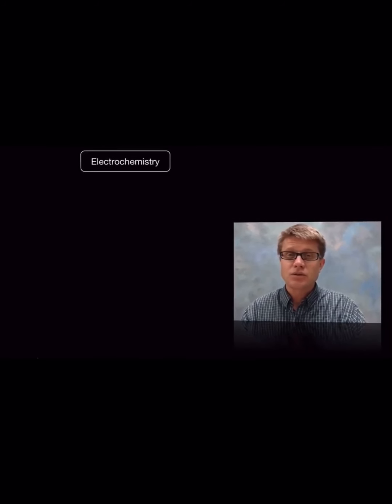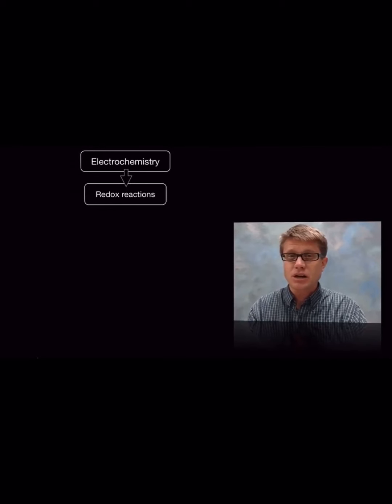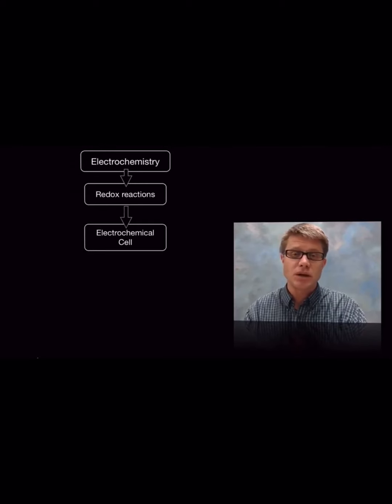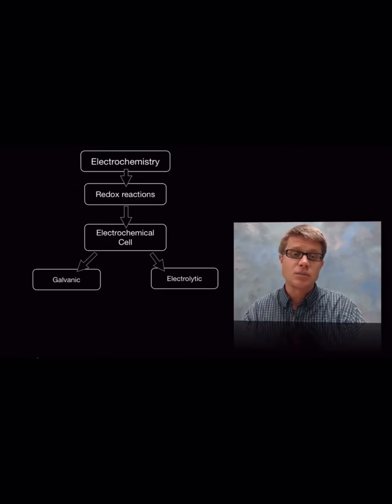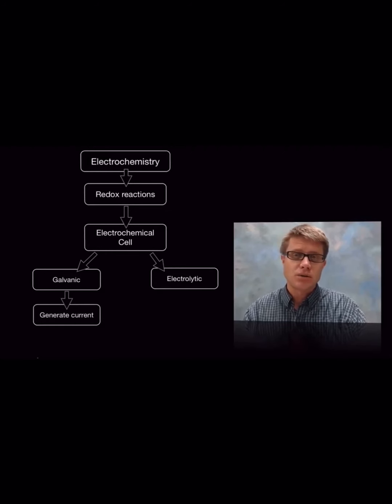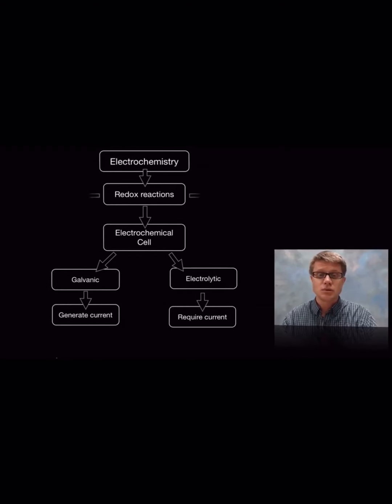And so electrochemistry is really the study of redox reactions, and we're separating the reduction and the oxidation portion in space or time. Now, when you do that properly, you've created something called an electrochemical cell. That cell could either be a galvanic cell. It's sometimes also referred to as a voltaic cell. An example could be a battery, and that's going to generate current. Or we could have an electrolytic cell, and that's going to require current. An example could be a rechargeable battery.